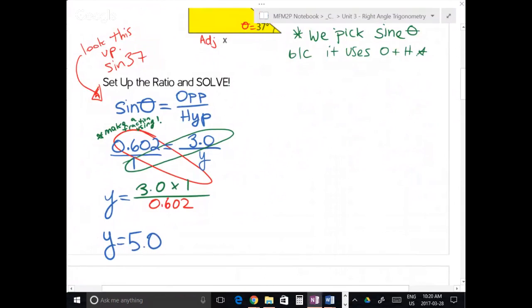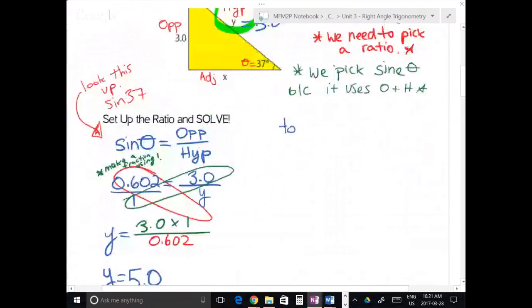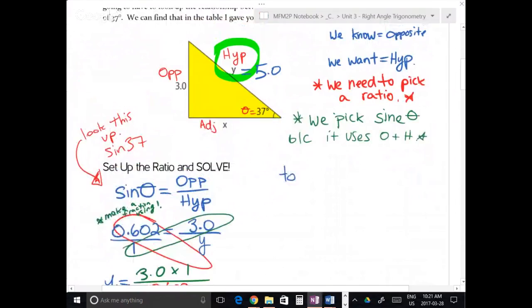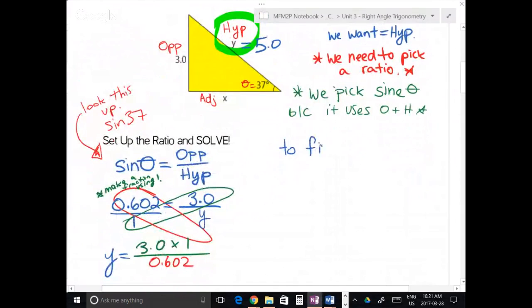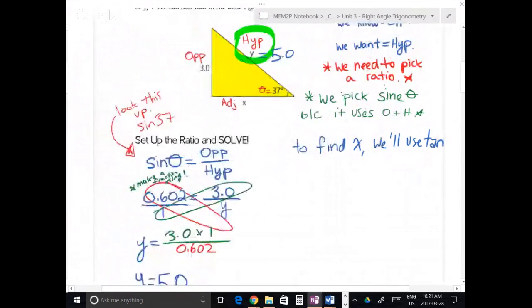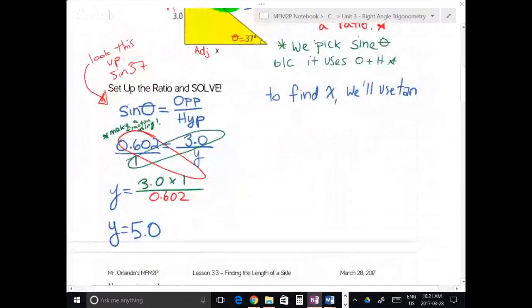So to find x, we're going to use tangent this time. Could just as easily have used cosine. We just need to make sure we pick one that has the adjacent in it. So to find x, we'll use tan. My first step again is going to be to set up my ratio.